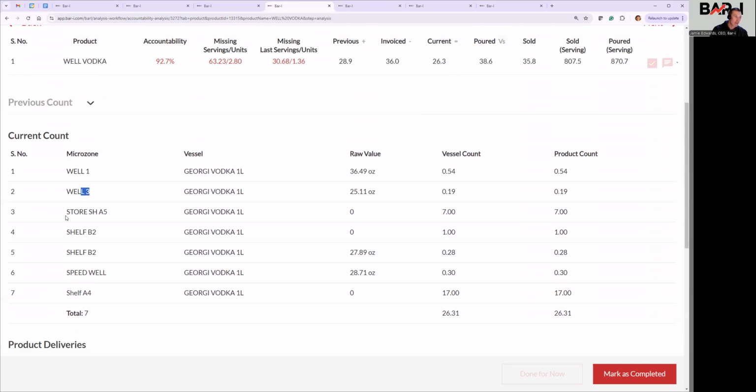Again, we see a breakdown of every shelf where their Well Vodka is present. We know the weight of the bottle, how full it is, or in this case, how many bottles were counted, and that's then aggregated. So you can check the numbers before results are finalized, so you learn from errors and know how to fix them for next time. Your results are more accurate because the errors have been fixed.